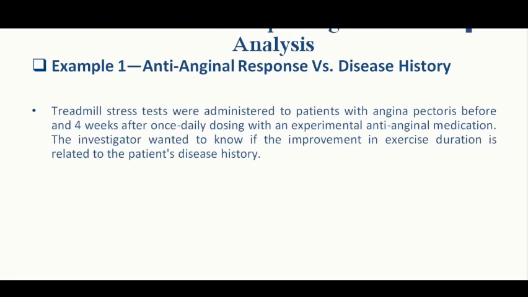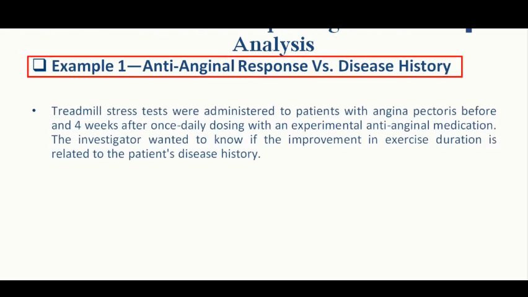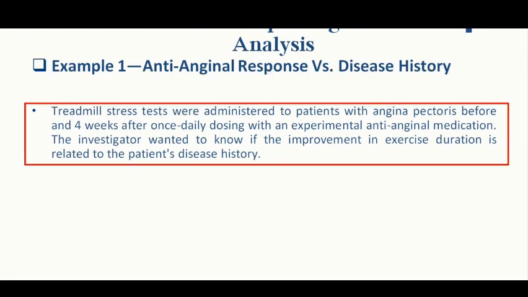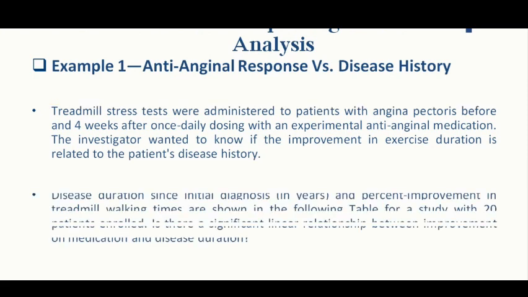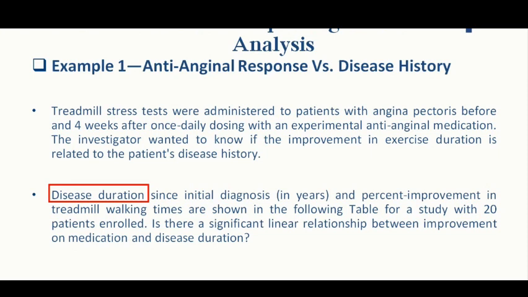Now, let us have a look at an example which is run using SAS procedures. This is an example which is talking about anti-anginal response versus disease history. Treadmill stress tests were administered to patients with angina pectoris before and after 4 weeks, once daily dosing with an experimental anti-anginal medication. The investigator wanted to know if the improvement in exercise duration is related to the patient's disease history. So, we have two variables. One is disease duration and the other is the percent improvement.